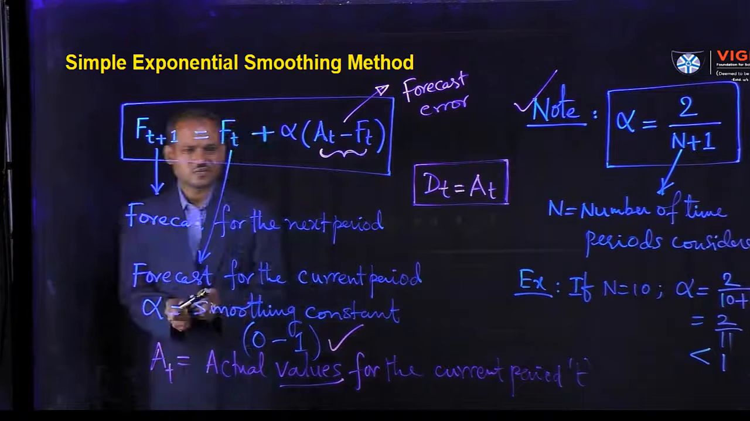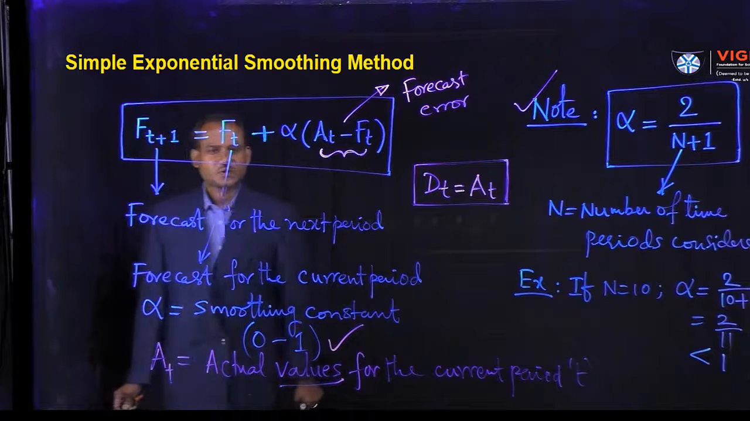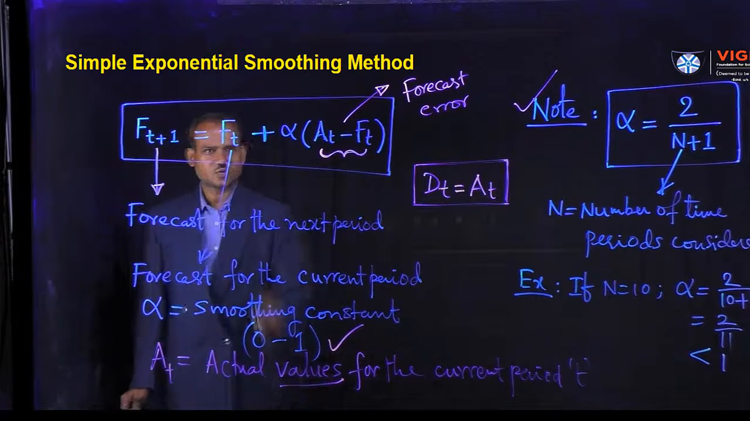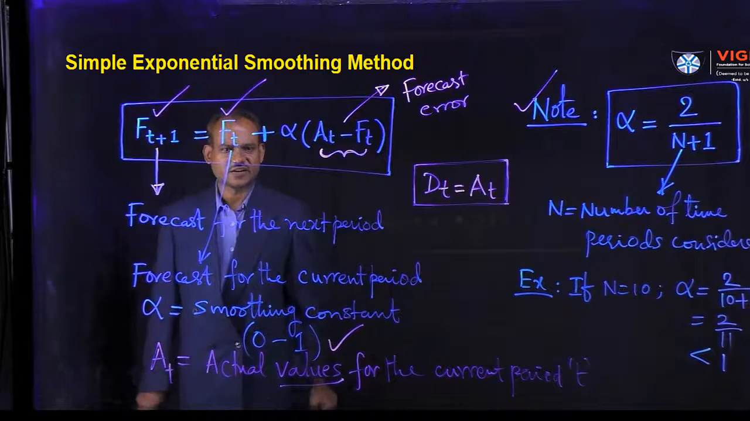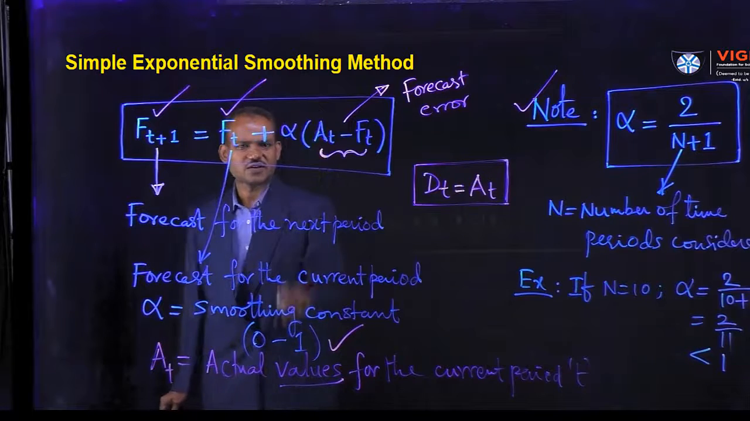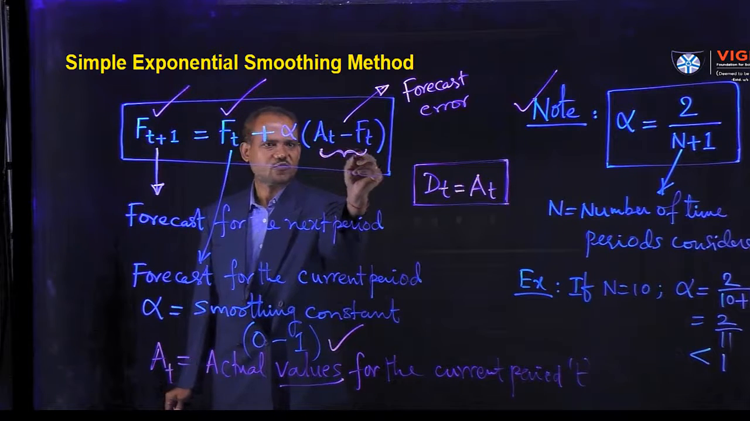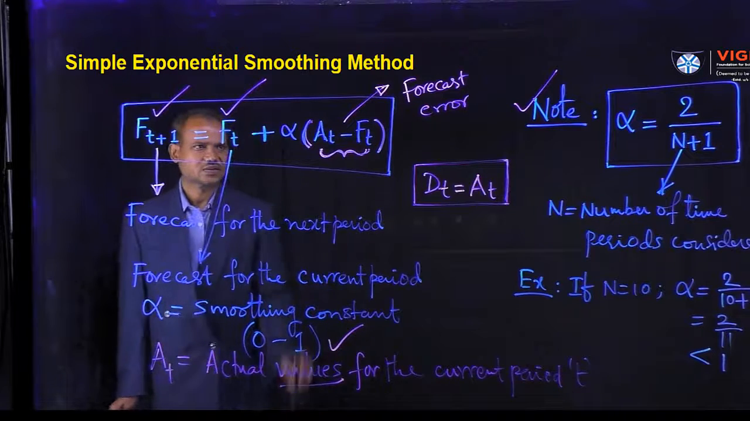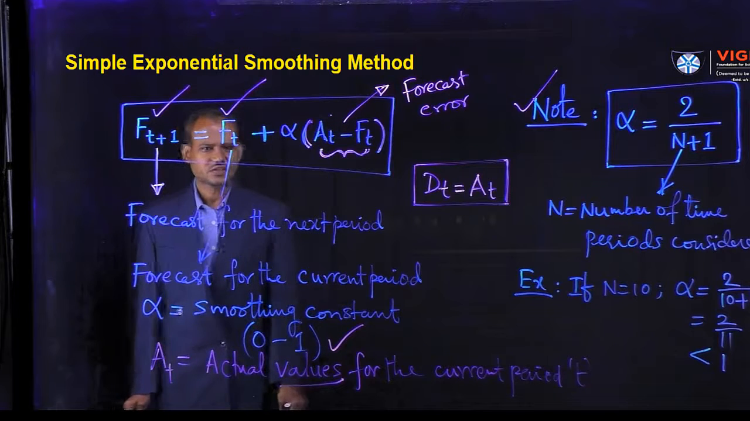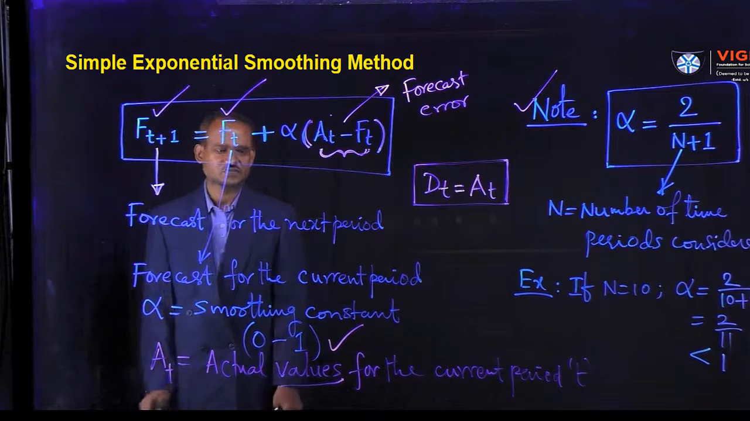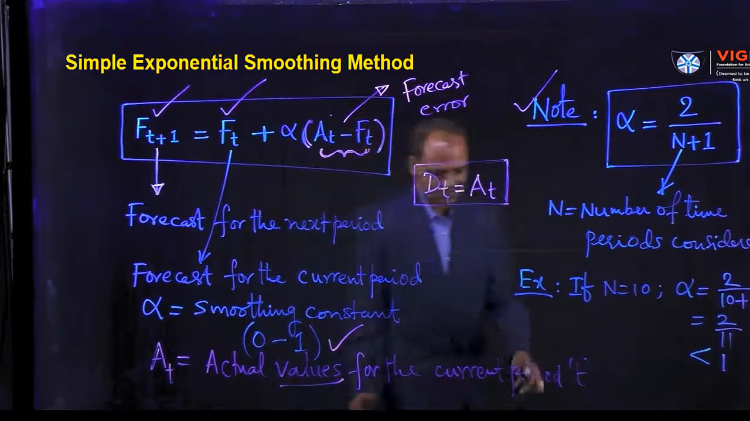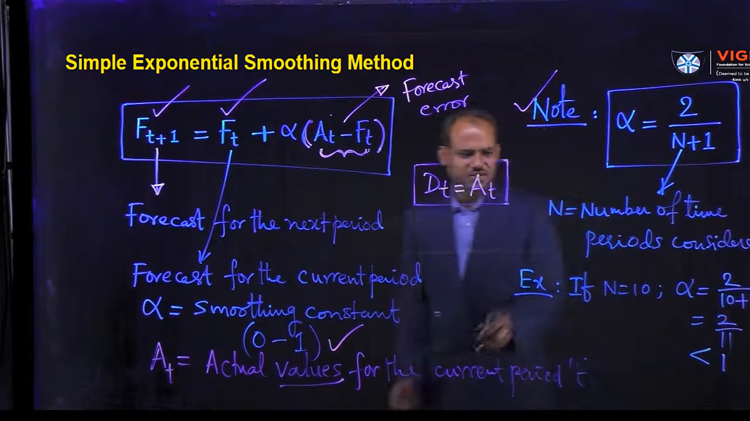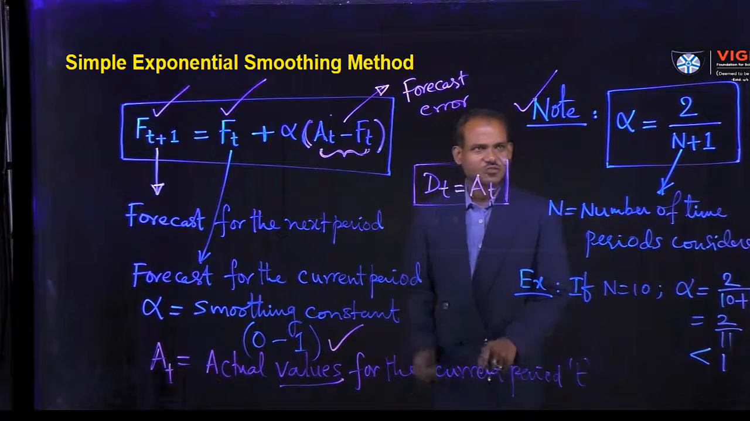Finally, I can conclude: Ft plus 1, the forecast for the next period, is equal to forecast for the current period plus alpha, the smoothing constant, into the forecast error, the difference between actual value and the forecast value. So this is the error. So we have to remember this formula always. In some textbooks, and also in the material already sent to you, you can observe a formula like this.